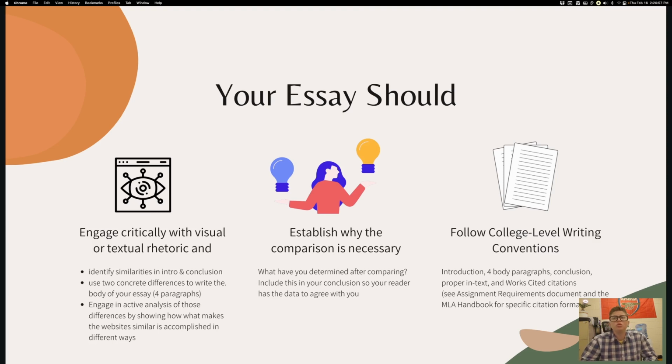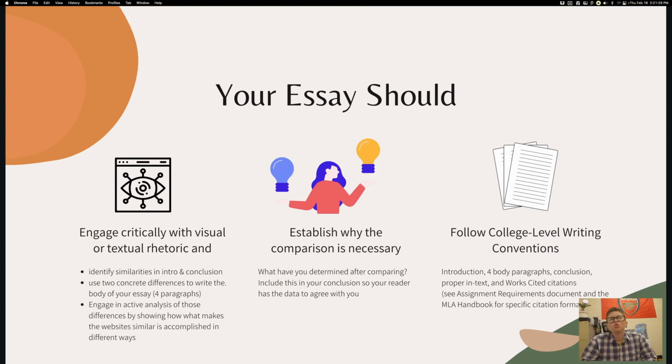You're going to use 2 concrete differences to write the body of your essay, and your body this time around is going to be 4 paragraphs. So you've got your introduction, 4 body paragraphs, and your conclusion, okay? And you're going to engage in active analysis of those differences by showing how what makes the website similar is accomplished in different ways. All right, I know I've said that like 17 different ways, but ultimately it's all the same thing. Okay, that is our goal here.